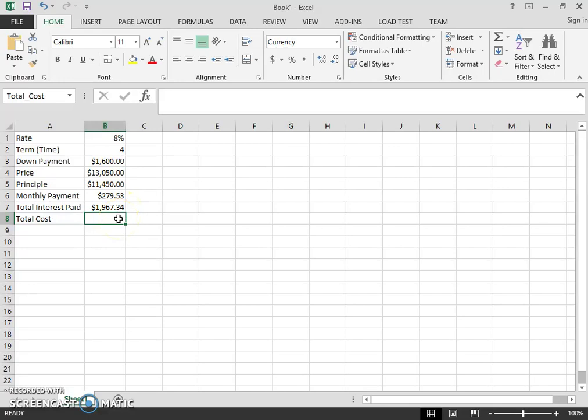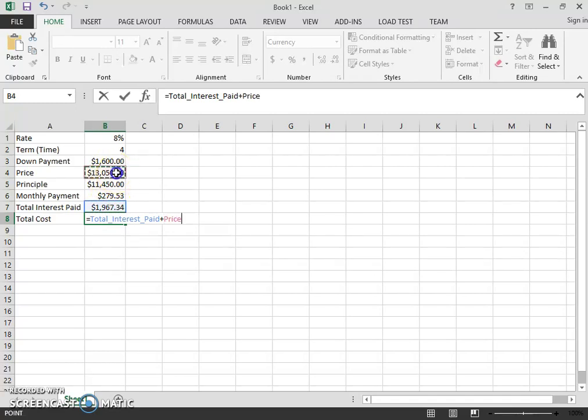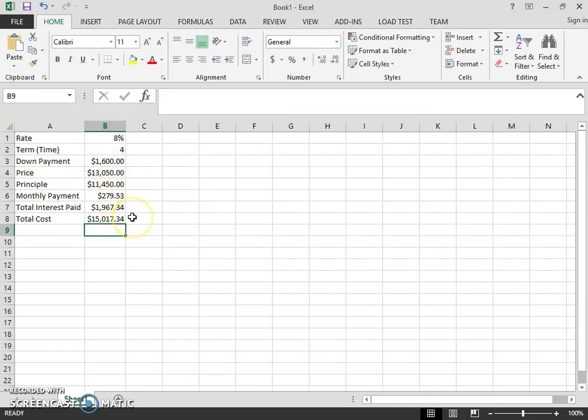Now, what is the total cost of the loan? To find the total cost of the loan, we're going to find out what our total interest was, plus what was the original cost of the car. So in other words, what was the original price of the car. So the total cost of the car by the time we pay everything back is $15,017.34.